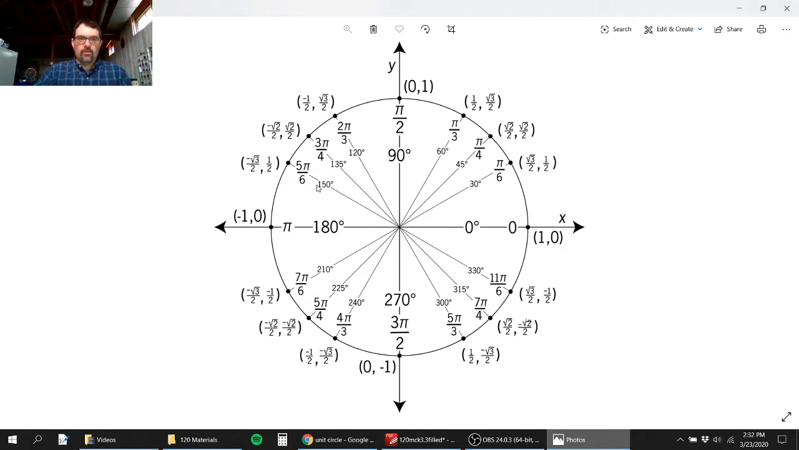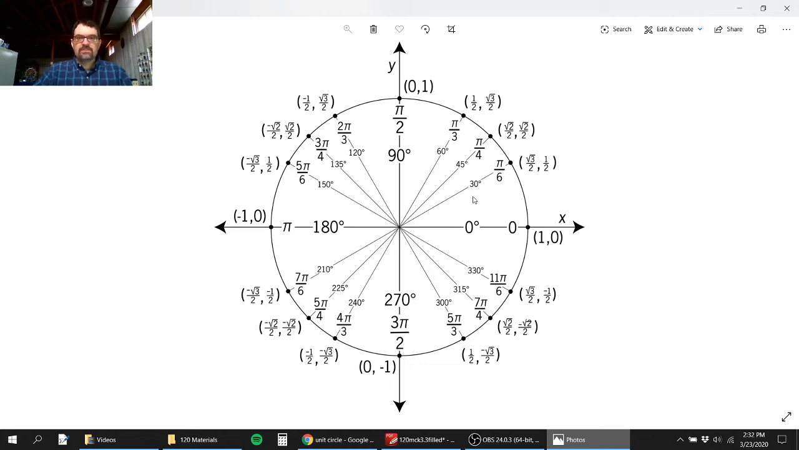But 30 and 150 and 210 and 330 all have the same values for sine and cosine. It's just that some of them have a negative sign and some don't. That is the only difference. And then the same thing ends up happening for the 45-degree angle family and the 60-degree angle family.